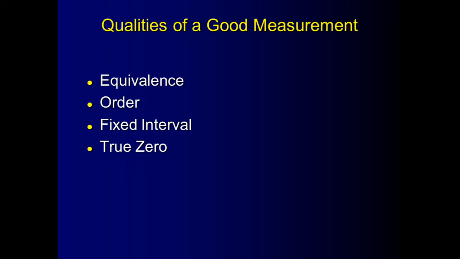But I think that is not the right phrase. I should have said qualities of a perfect measurement. Instead of good measurement, I should have said perfect measurement. So a perfect measurement will have all these qualities. Equivalence, that means the answers are mutually exclusive. Order, one answer is greater than the other answer. One value is greater than the other value. One value is lesser than the other value. That's called order. Then fixed interval, the distance between these values is equal to the distance between the subsequent values.